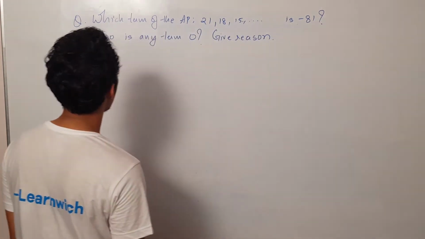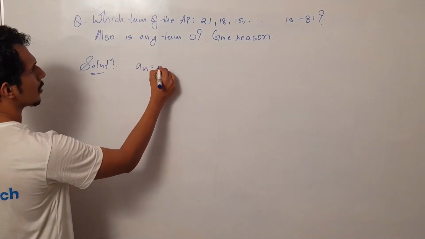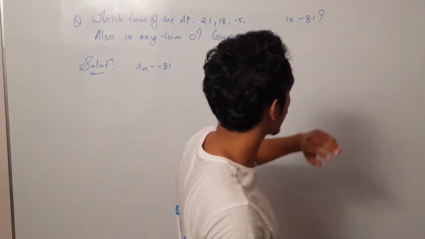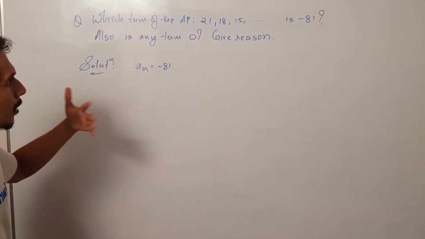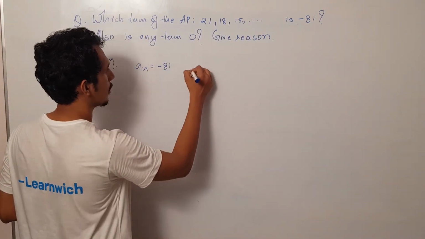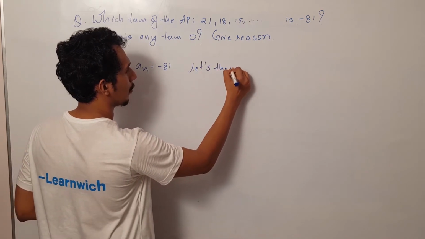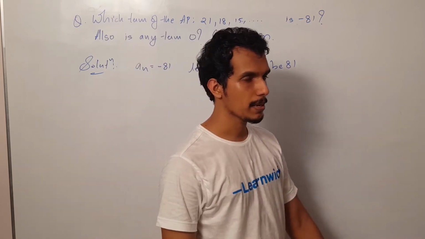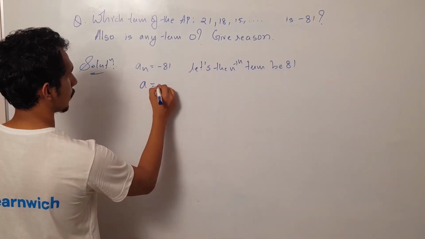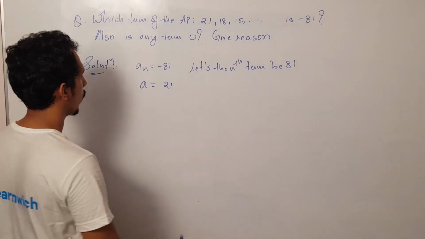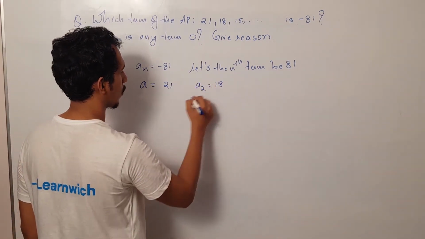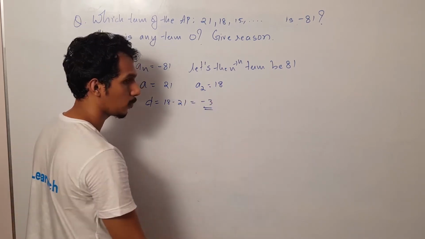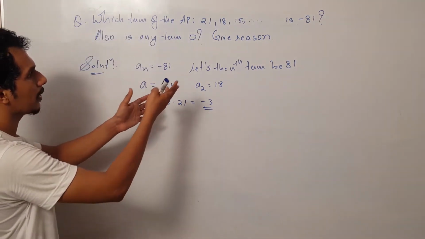Alright. So can I say an is minus 81? I don't know which position minus 81 is holding, but I'm saying let the nth term be minus 81. So what is the first term? 21. What is the second term? 18. So what is the common difference? 18 minus 21, which is minus 3. No doubt? So I have to find out where minus 81 occurs.